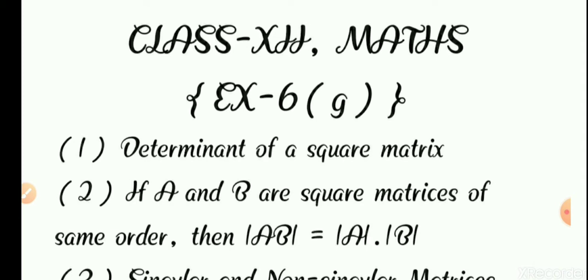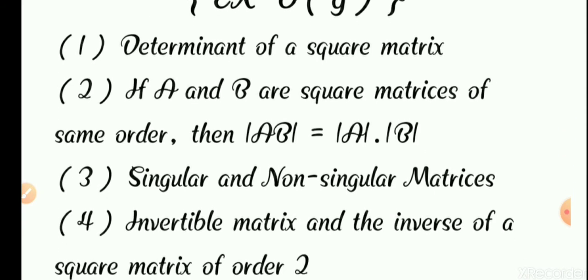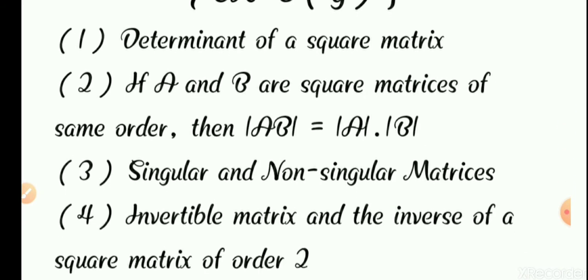Today I am going to explain exercise 6G. In the last video I explained exercise 6F. Now, exercise 6G. In this exercise you are going to study 4 points. These 4 points I have written in front of you. One by one I am going to explain each point. First point is the determinant of a square matrix.